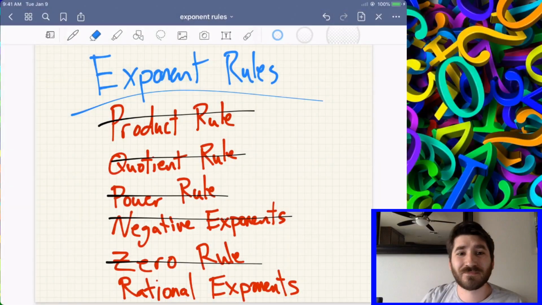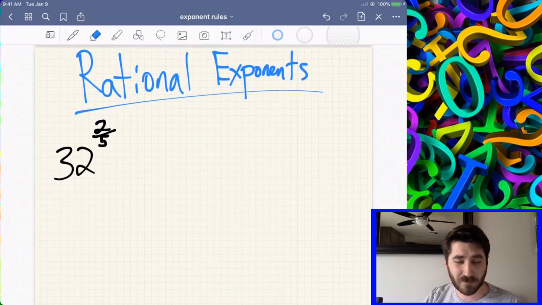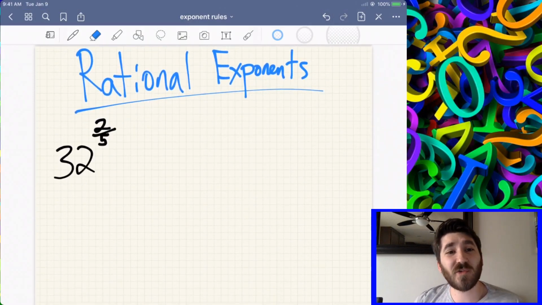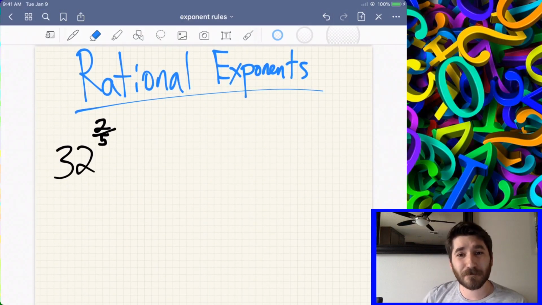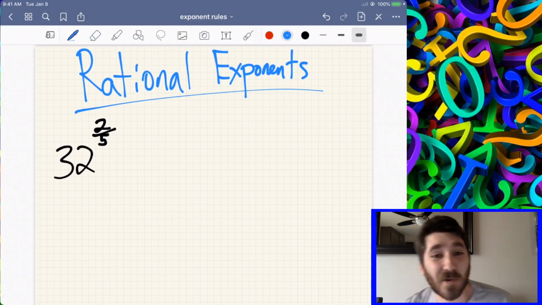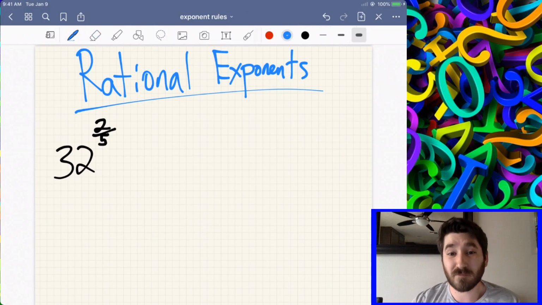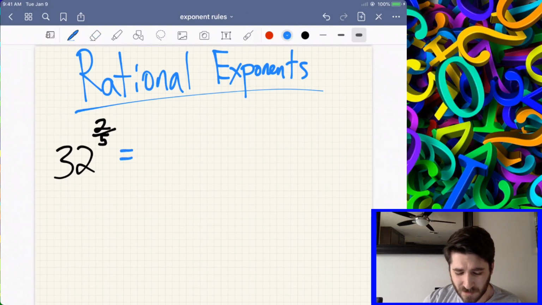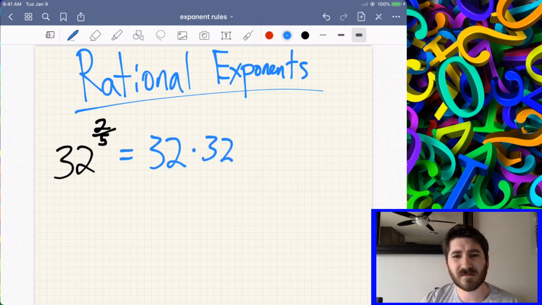And now for our last exponent rule, rational exponents. Let's take a look at an example. This time, 32 to the power of 2/5. That's a positive exponent, so we know it must represent repeated multiplication. So let's try it. 32 times 32, right there would mean 32 to the power of 2.